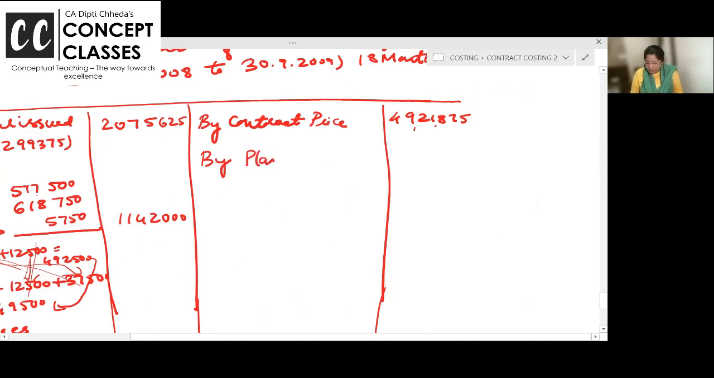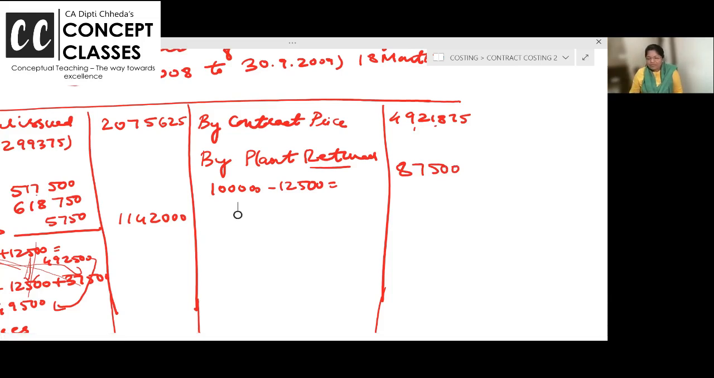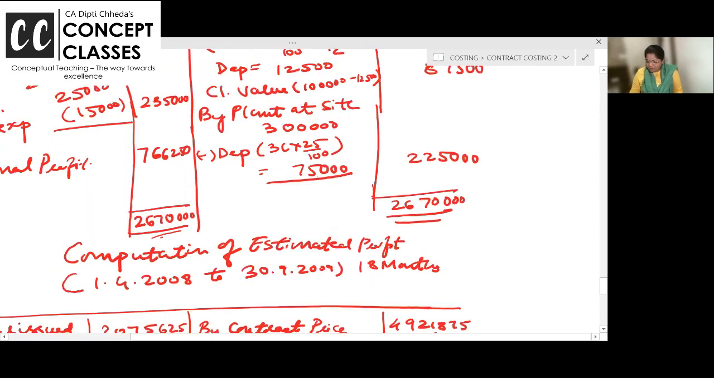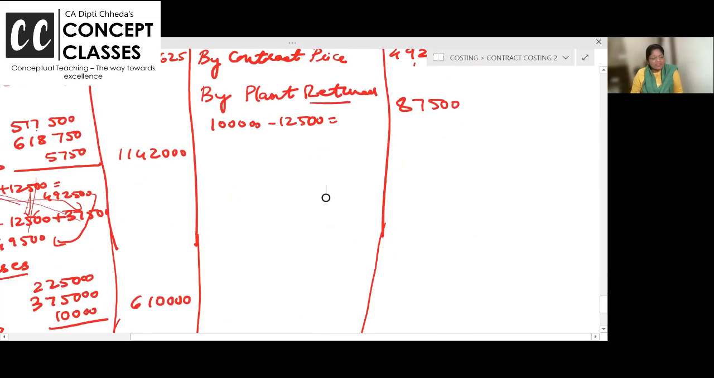Now, plant returned. Acha, 1 lakh plant तो you have returned after charging 12,500. 6 महीने में ही वापस भेज दिए थे 87,500. One plant you had returned of 1 lakh 12,500, 6 months depreciation. I'm not working again because you got the 6 months depreciation.